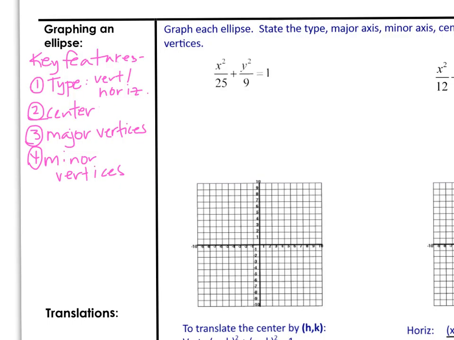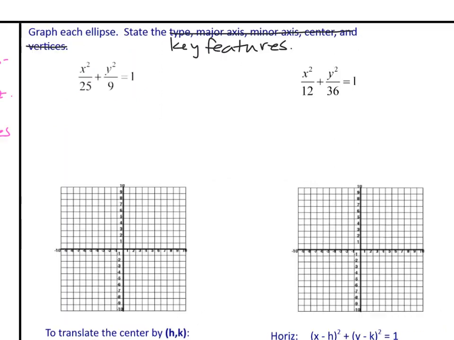To graph the shape of an ellipse, the key features include these 4 elements. You want to figure out the type, which would be either vertical or horizontal. From there, you'll know what your major axis is. You'll want your center, and so far we know they're going to be 0, 0. That's how we'll start off. You'll want to figure out where your major vertices are and plot those 2 points, and then the minor vertices. And then the goal will be to sketch the shape of that ellipse. Let's try the 2 examples on the right.